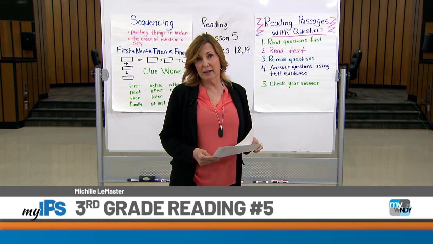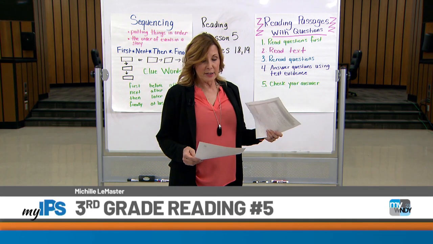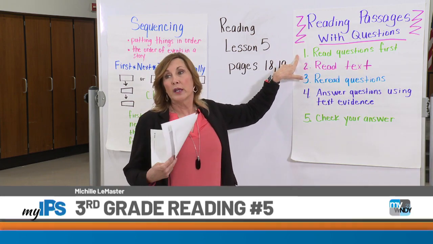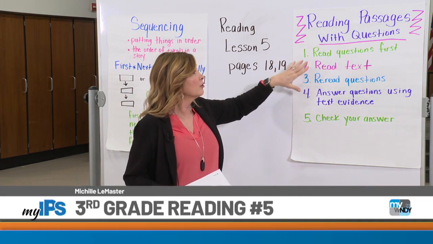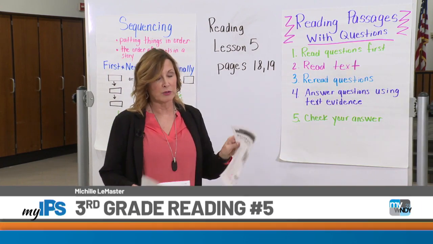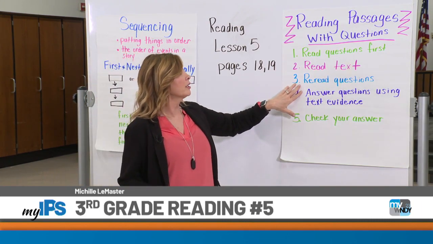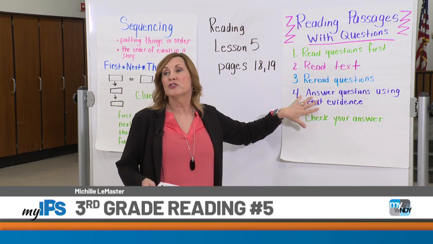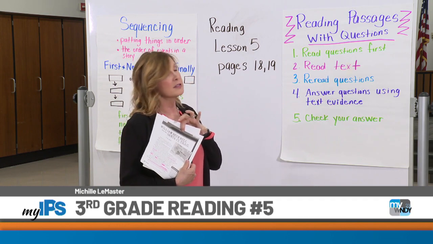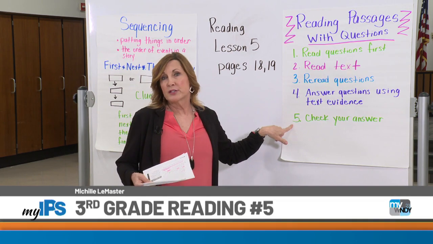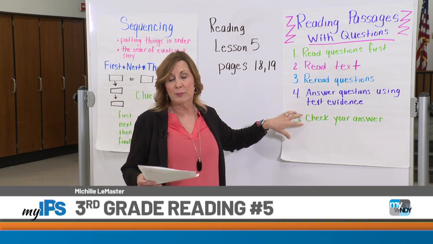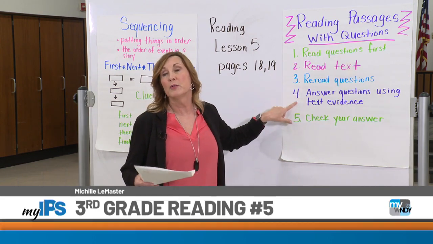I would like it if you have a highlighter and you can go through and highlight some things with me. The first thing that we always do, if you look at our chart, reading passages with questions, is read the questions first. And the reason we do that is we know our purpose for reading. The next thing we do is read the text, which is our passage. Then we reread our questions, and we answer our questions using text evidence, which means we are always going to refer back to our text and find text evidence. And then the last thing we always do is check our answer. I know this looks like a lot of steps, but if we do this every time, we're going to make sure we have the right understanding of our text and we have the correct answer.